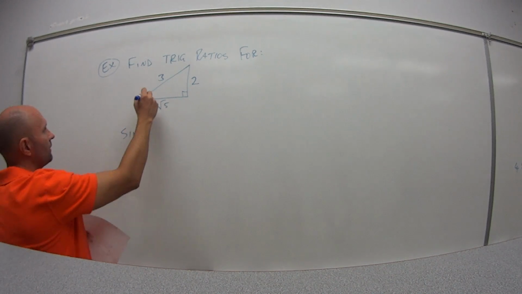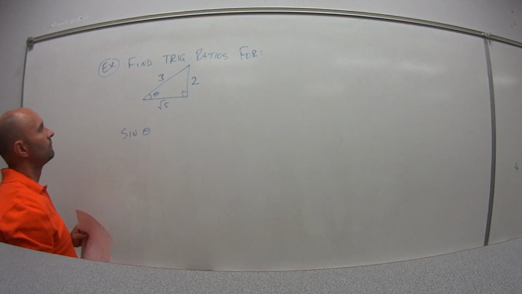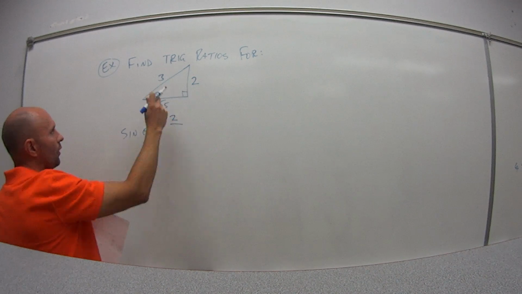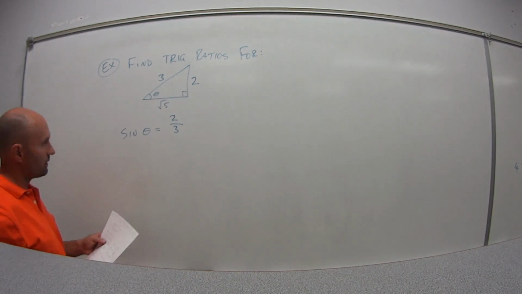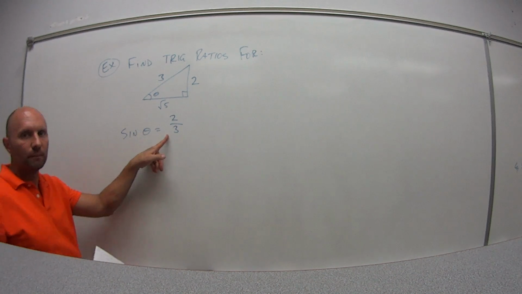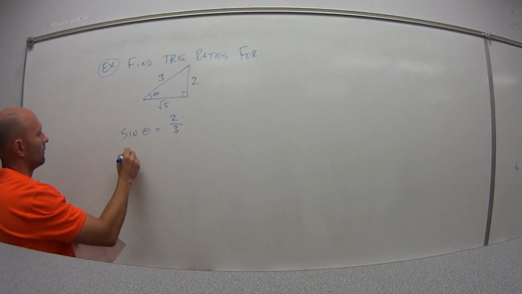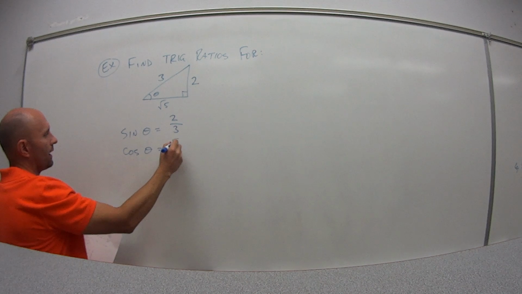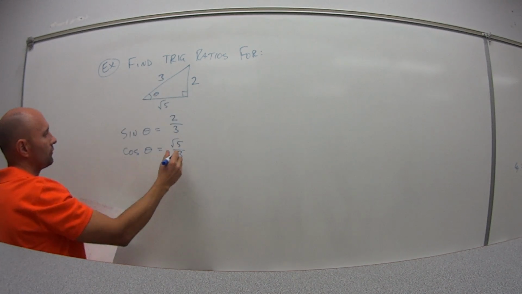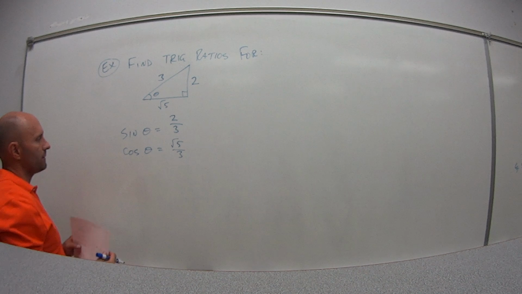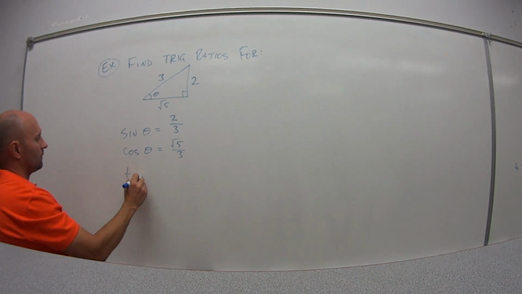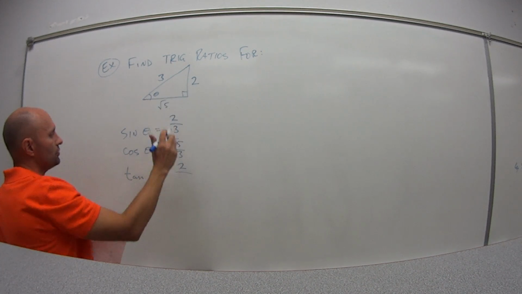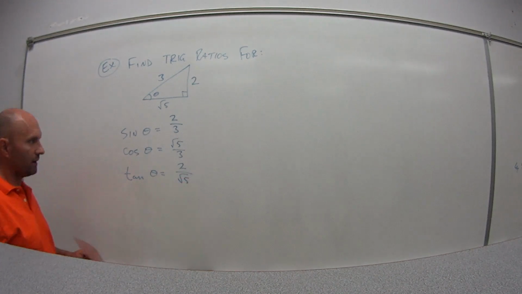So sine of theta, our theta is going to be down here. So sine of theta is opposite, which is 2, over hypotenuse, which is 3. So sine of theta is 2/3. Cosine of theta is the length of the adjacent, which is square root of 5, over the length of the hypotenuse, 3. So square root of 5 over 3. And tangent of theta is opposite, which is 2, over adjacent, which is square root of 5.